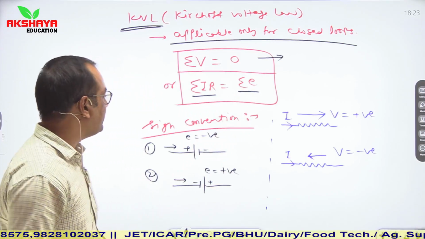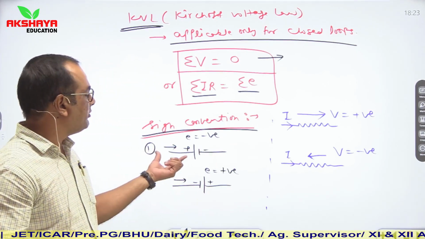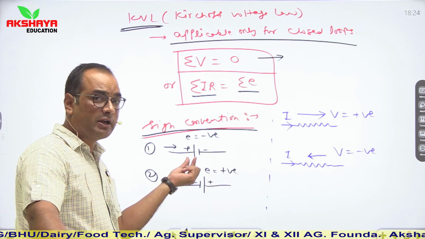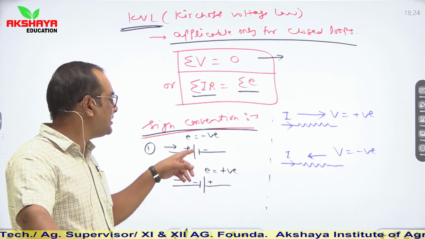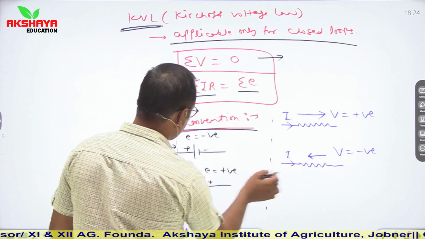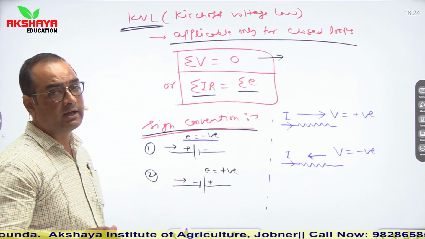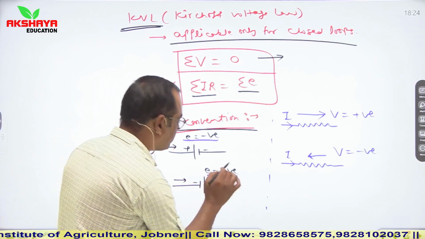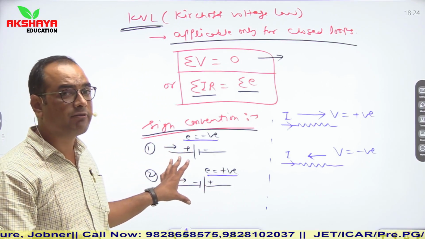Now see its sign convention. Whenever we move in a circuit and the positive terminal of a cell comes first, then its EMF is taken as negative. And if we move in an electric circuit and the negative terminal comes first, then EMF will be positive. So this is the sign convention for the EMF of a cell.